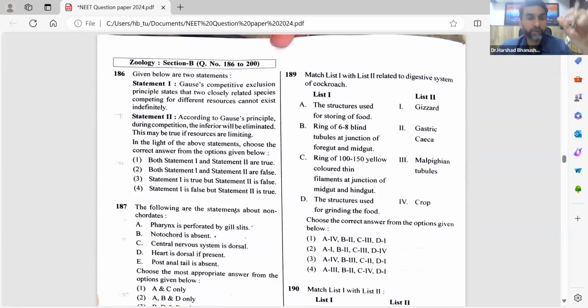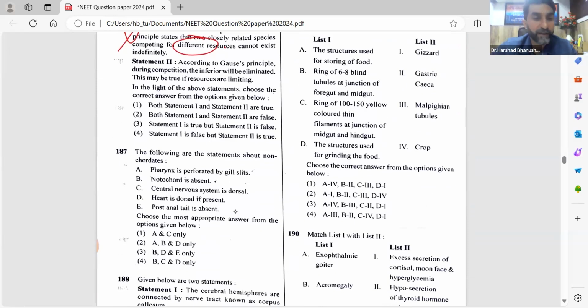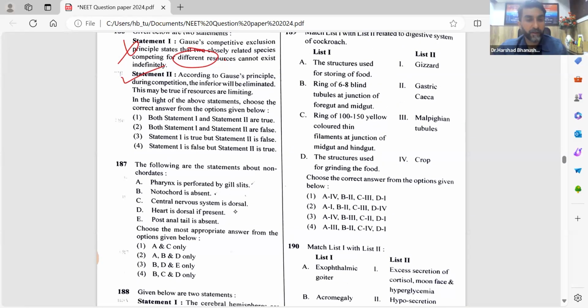Gause's competitive exclusion principle states that closely related species compete for different resources. That's wrong. They have to compete for the same resources. According to Gause's principle, during competition, the inferior competitor would be eliminated. That's correct. So the first statement is wrong because of different resources. The second statement is correct. So in this case, statement 1 is false, statement 2 is true. So the answer would be option number 4.